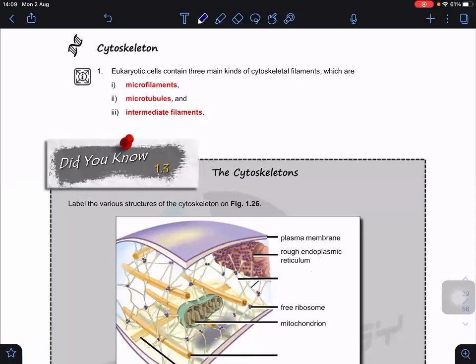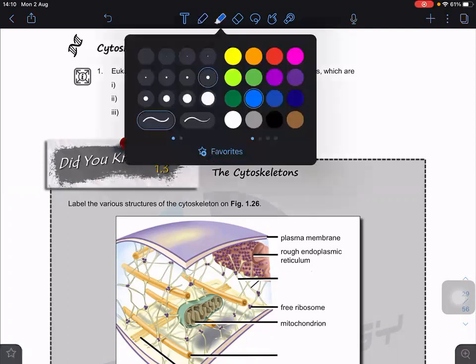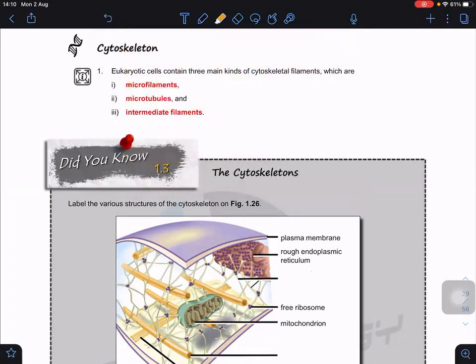Like for example, amoeba carry out phagocytosis. How can they carry out phagocytosis without changing the shape? So it means that they must involve a certain mechanism. So we're going to learn the three main kinds of cytoskeleton filaments. They are proteins, basically. So who are they? They are microfilaments, microtubules, and intermediate filaments.